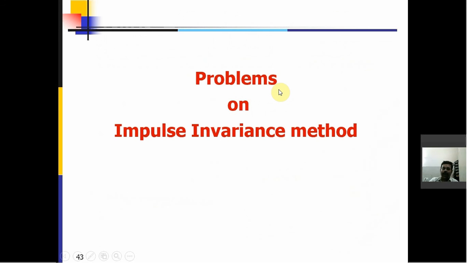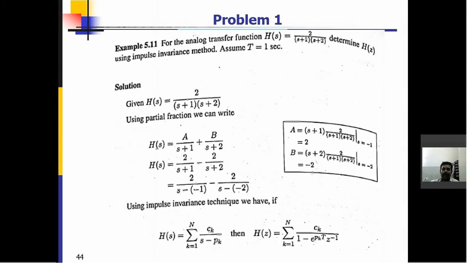Now we are going to see one problem on the impulse invariance method. The problem is: for the analog transfer function H(s) equals 2 divided by (s plus 1) into (s plus 2), determine H(z) using the impulse invariance method. Assume that time T is equal to 1 second. Now we are going for the solution.